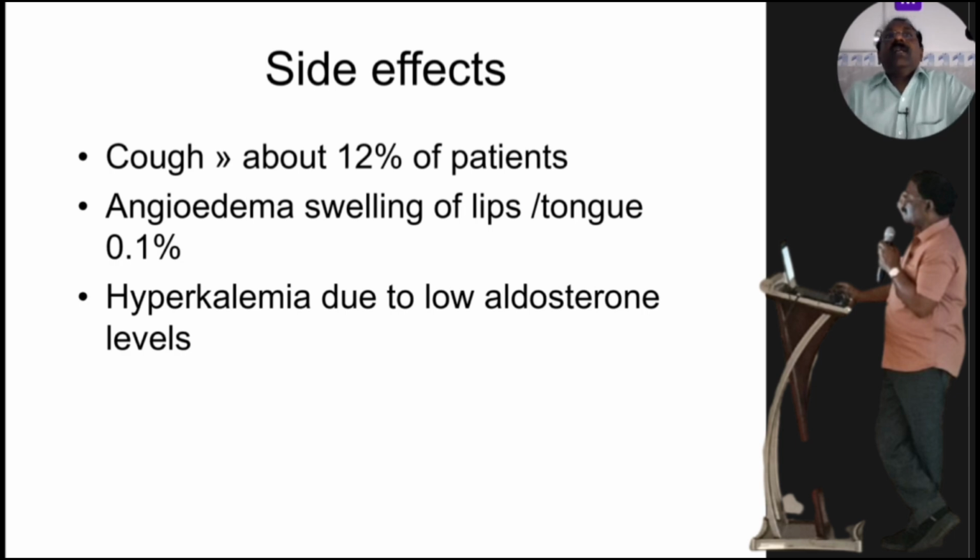Okay, last one. Suppose the person develops cough with one ARB. Name a few ARBs. Tell me. Losartan, candesartan, valsartan, olmesartan, azilsartan. So suppose the person develops cough with one sartan, what is your answer?